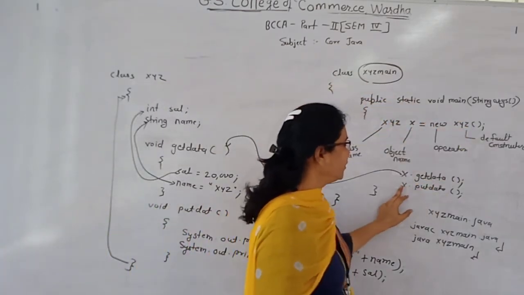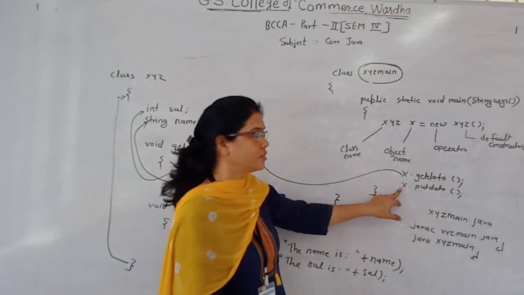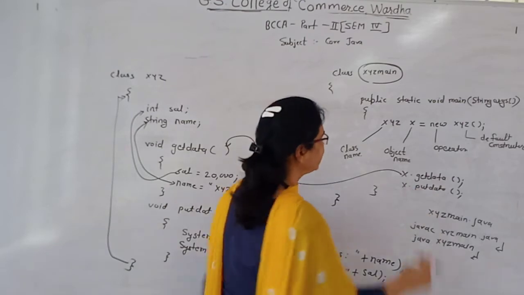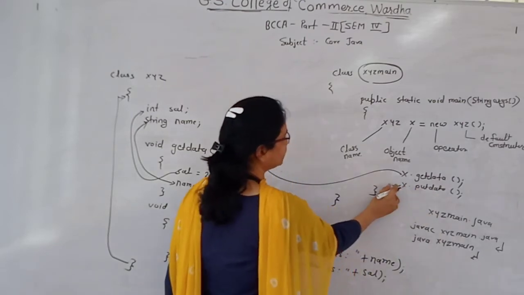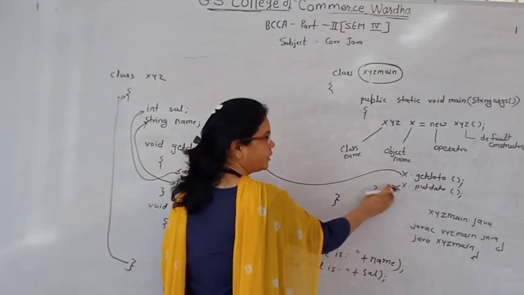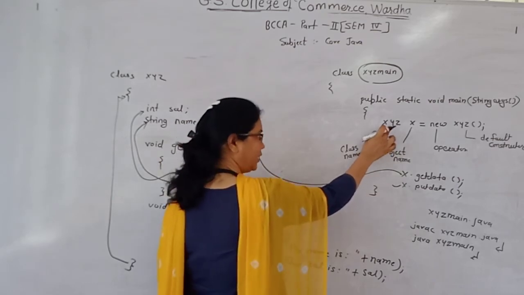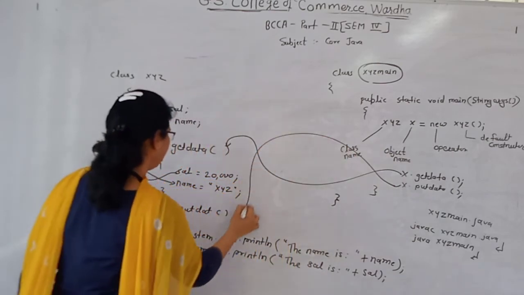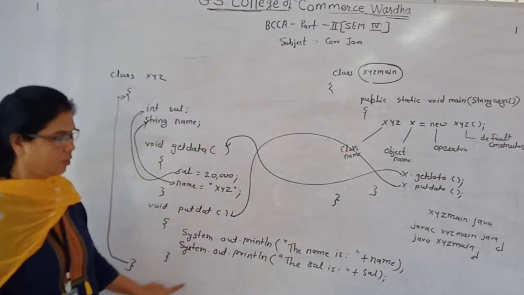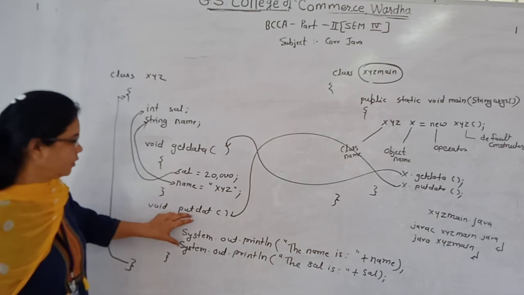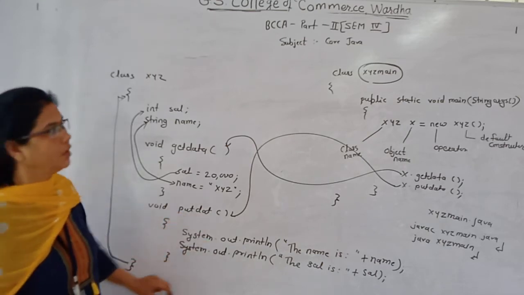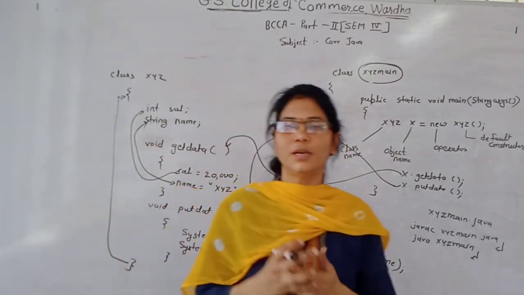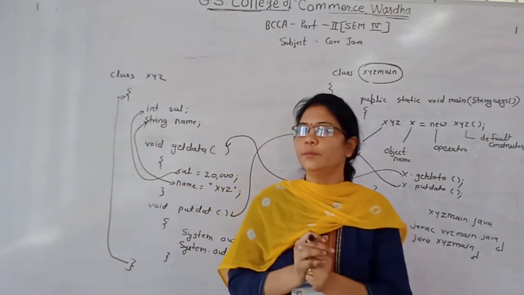The next statement will be executed, and the next statement is nothing but x dot put data. So what is this? This is again xyz, an object. Whose object? The class whose name is xyz. It will get the definition and execute those things which are written in our put data function. Okay, so this is the small example of how we can create multiple classes in Java with the main function.